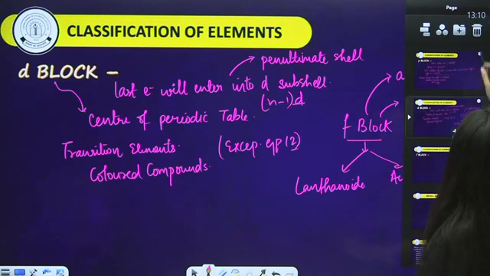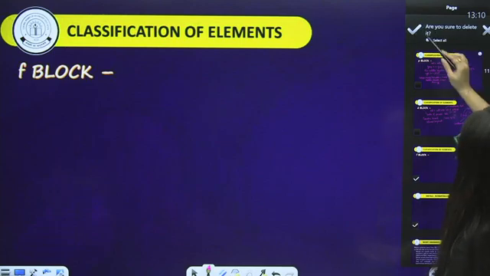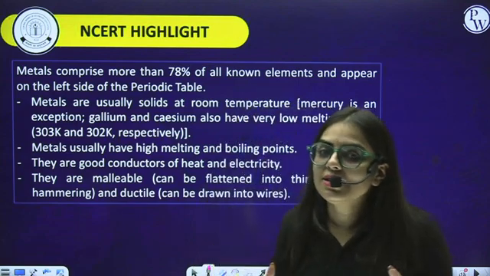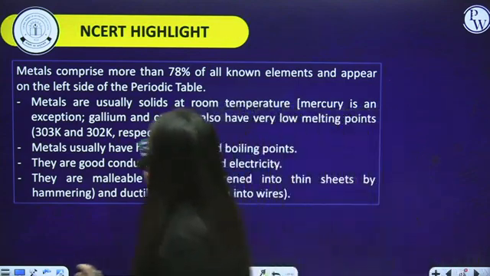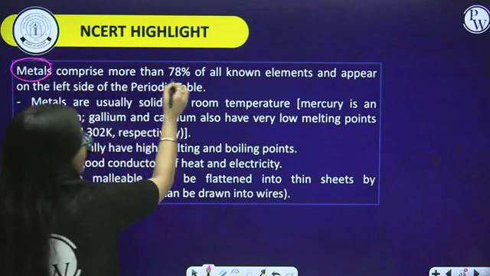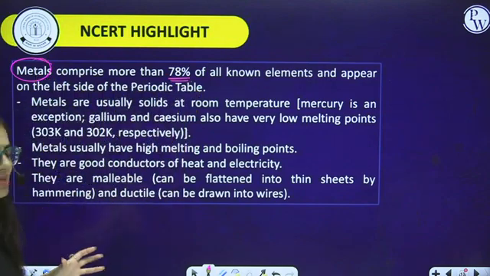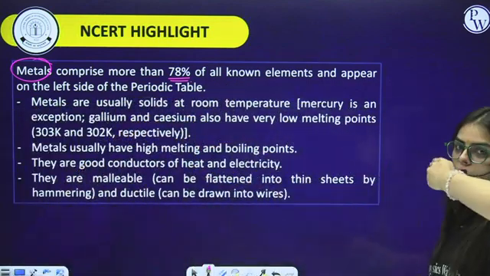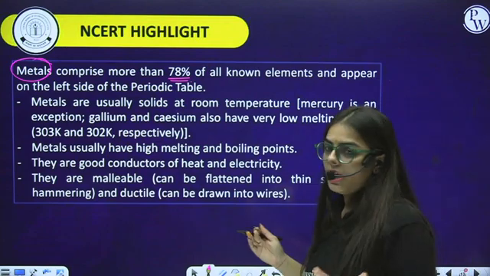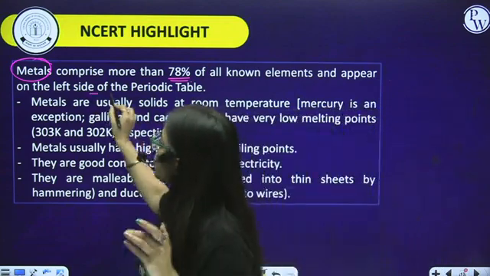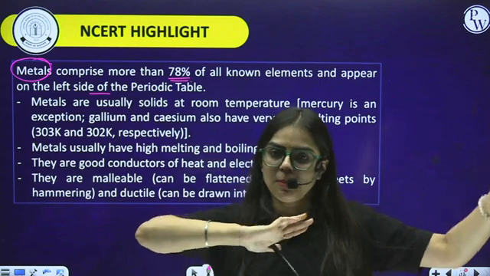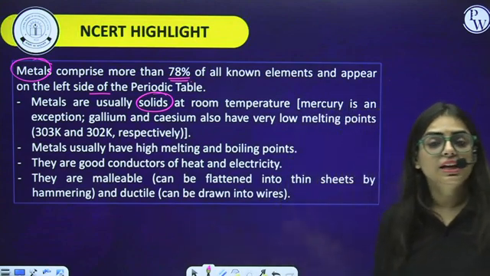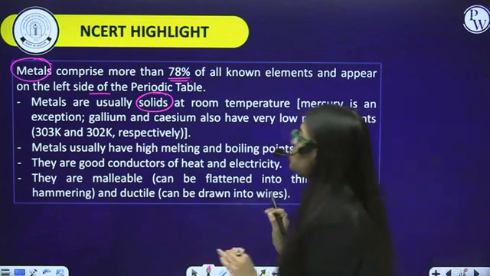Now, I have written this all together. Let us talk about metals and non-metals with the help of NCERT highlights. Whatever we have studied, we will read it. According to NCERT, metals comprise more than 78% of all known elements, and they are present on the left-hand side of the periodic table, that means the S block elements. Metals are usually solid at room temperature. Very important thing.